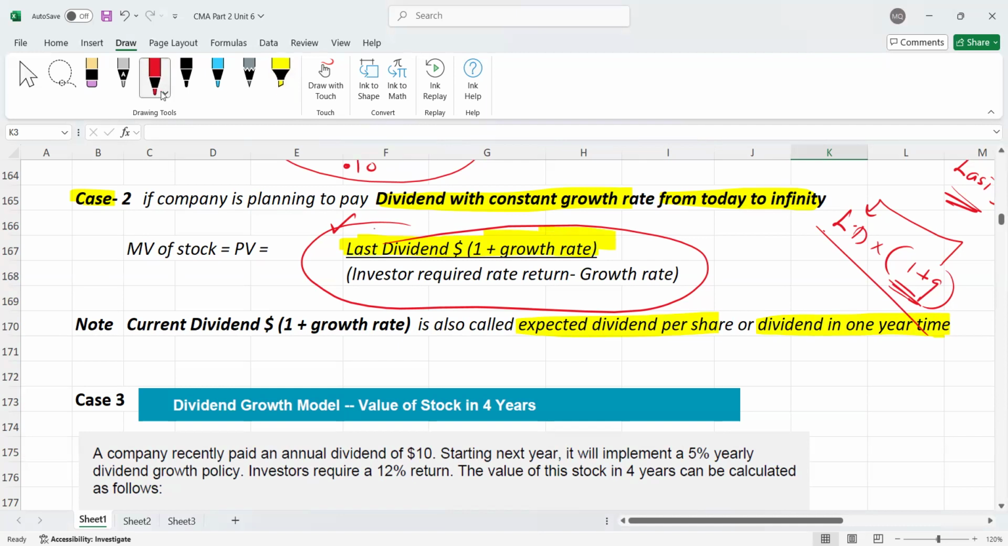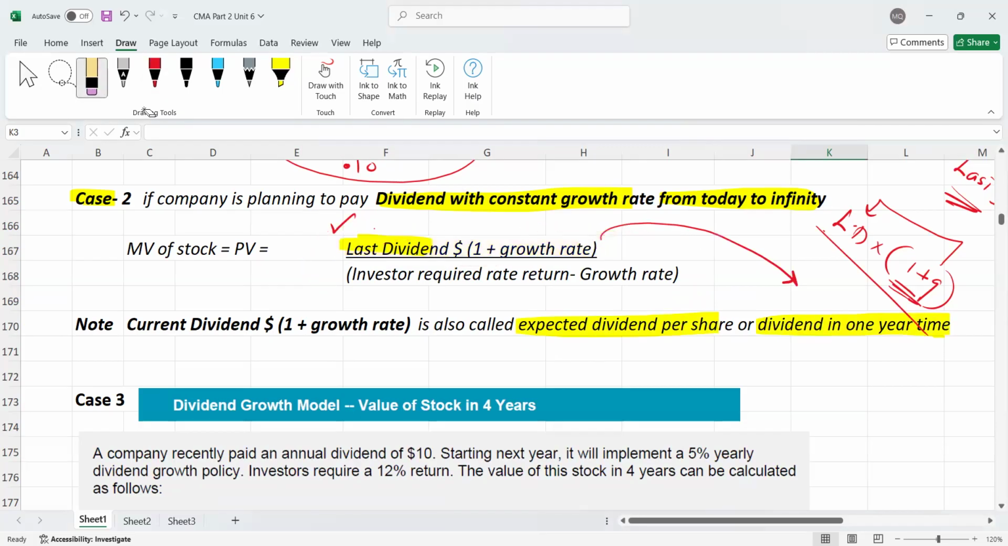Then you will not take last dividend into 1 plus growth, because last dividend into 1 plus growth is known as dividend in 1 year time. If the question gives you dividend in 1 year time, it means they have already added the growth. Then what will be the denominator? The denominator will be the investors' required rate of return, which can be given as the cost of equity, minus growth rate. Understood? So now let's do the question.